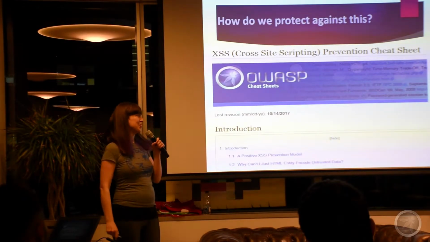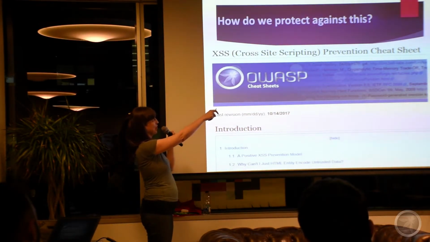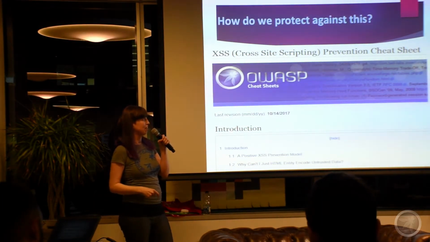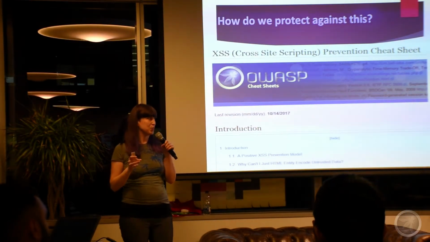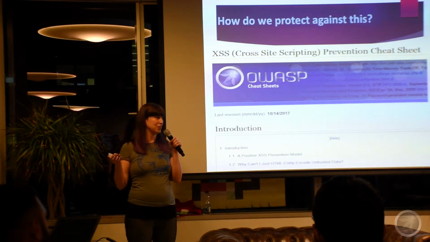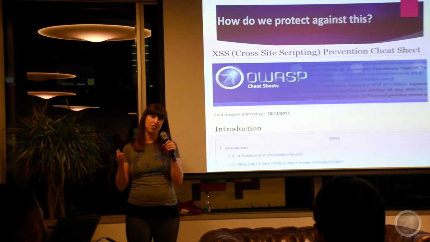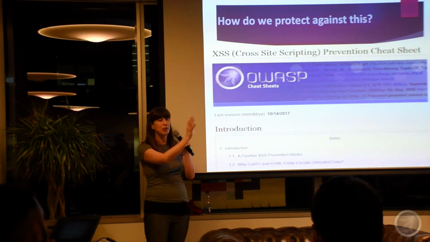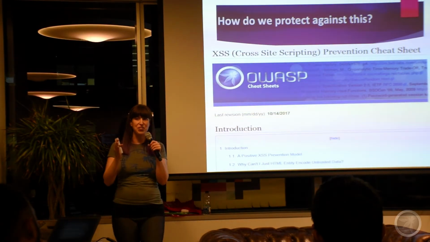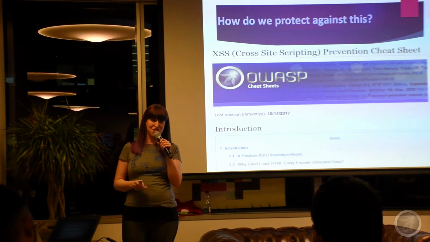Okay, so the first thing I want to do is tell you about the cross-site scripting prevention cheat sheet. This is one of the amazing projects by OWASP. A guy named Jim Manico was like, you know what would be great if we just had a cheat sheet on things that I want to know? So he started making this project, and now tons of people are contributing to it. Basically, if there's a thing you want to know, there's probably a cheat sheet on it.